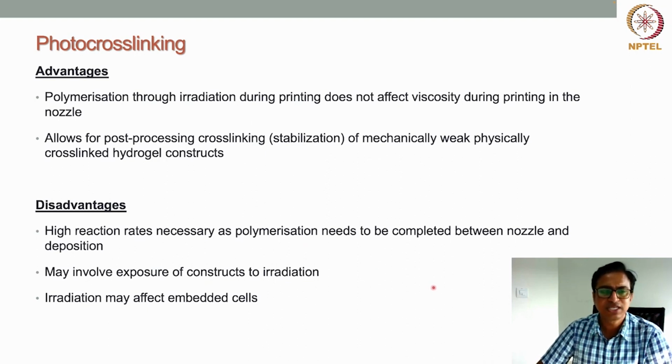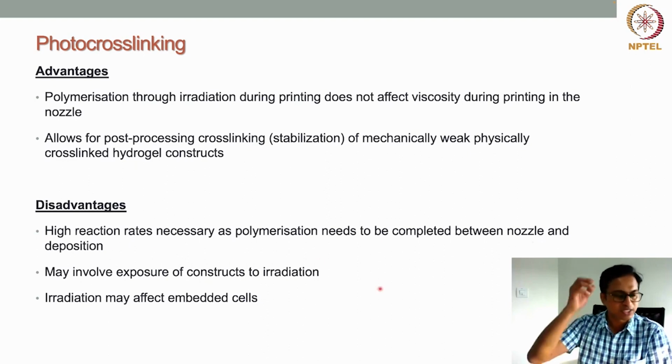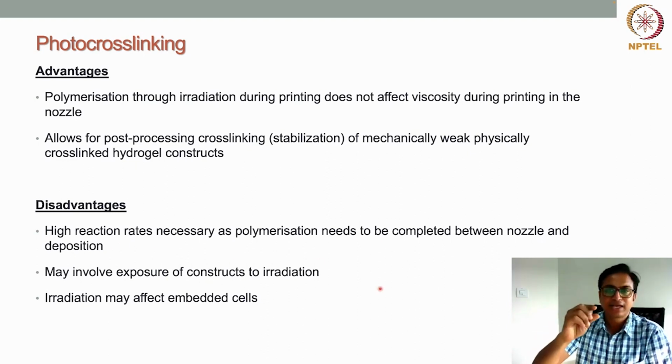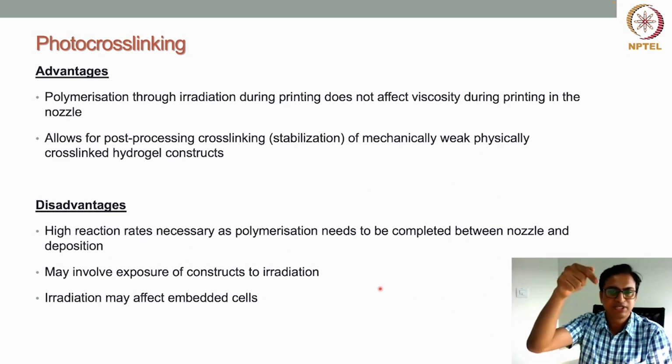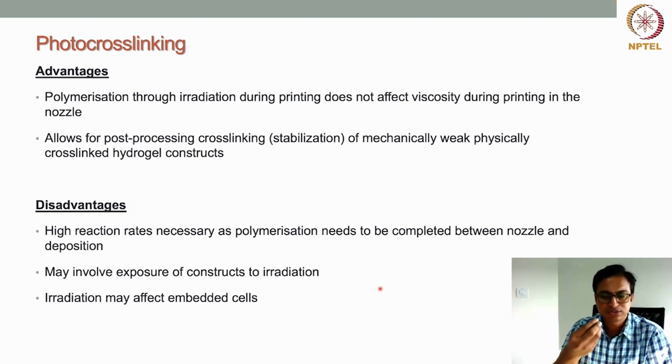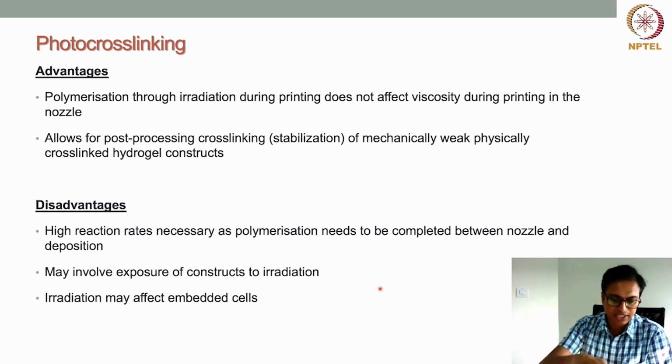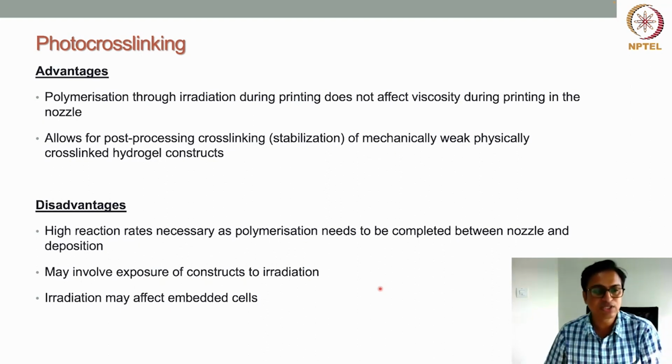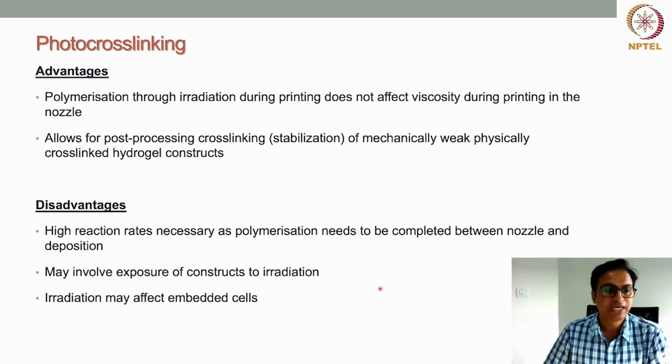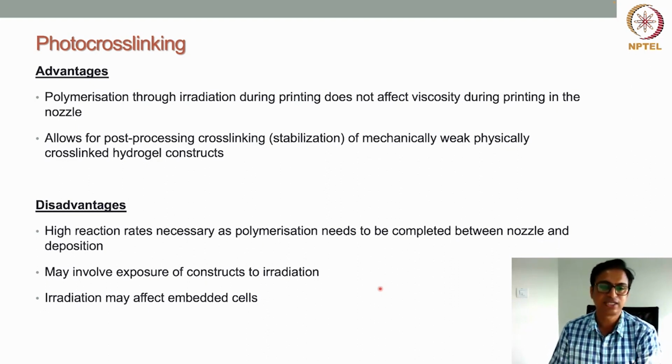But the disadvantage is high reaction rates are necessary, as polymerization needs to be completed between the nozzle and deposition. Because the interesting thing is, in bioprinting, the photo cross-linking should happen as the material starts extruding. At that time, the cross-linking should initiate, but the cross-linking should complete before the material gets deposited within the structure. Only then can the structure's shape be maintained. So that's the requirement, and because of this requirement, a very high reaction rate is required.